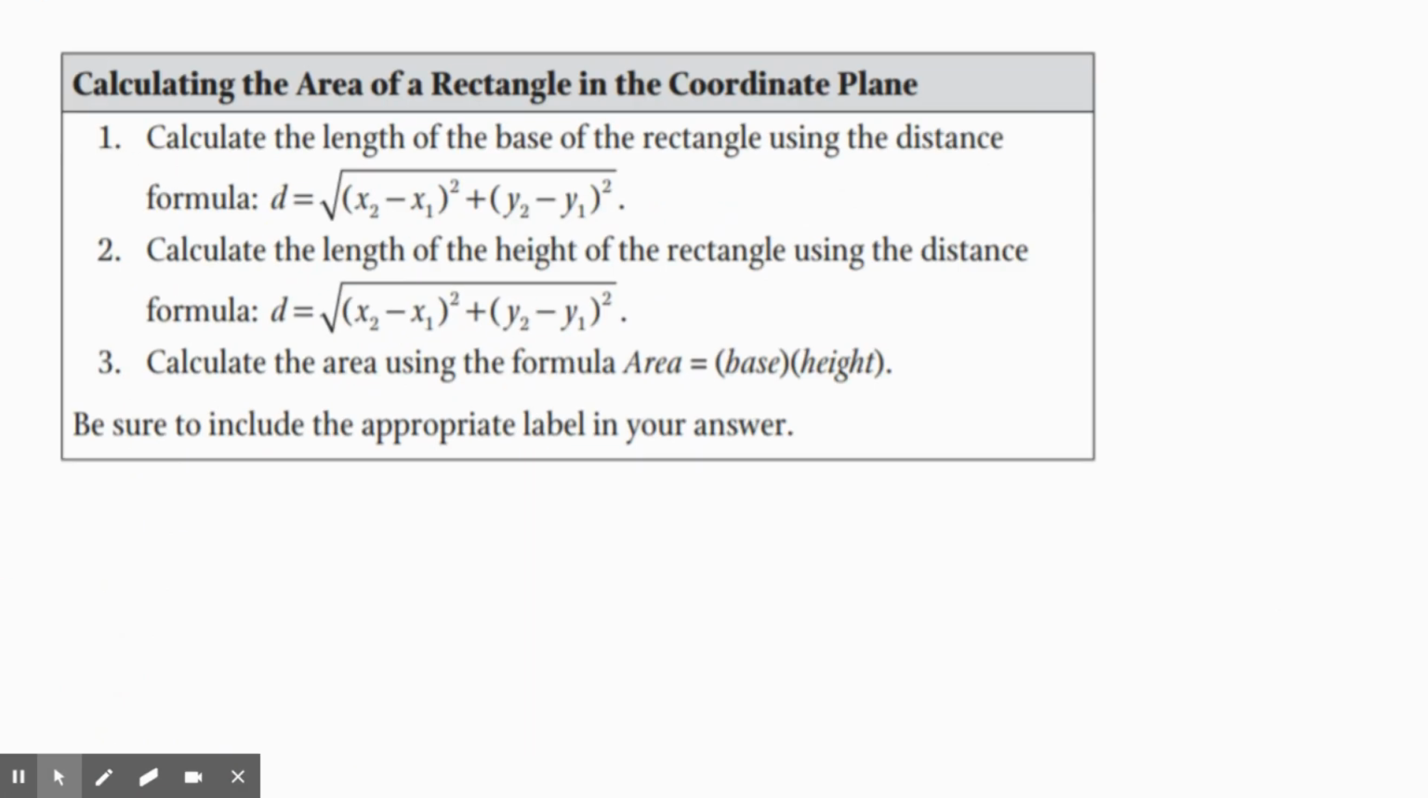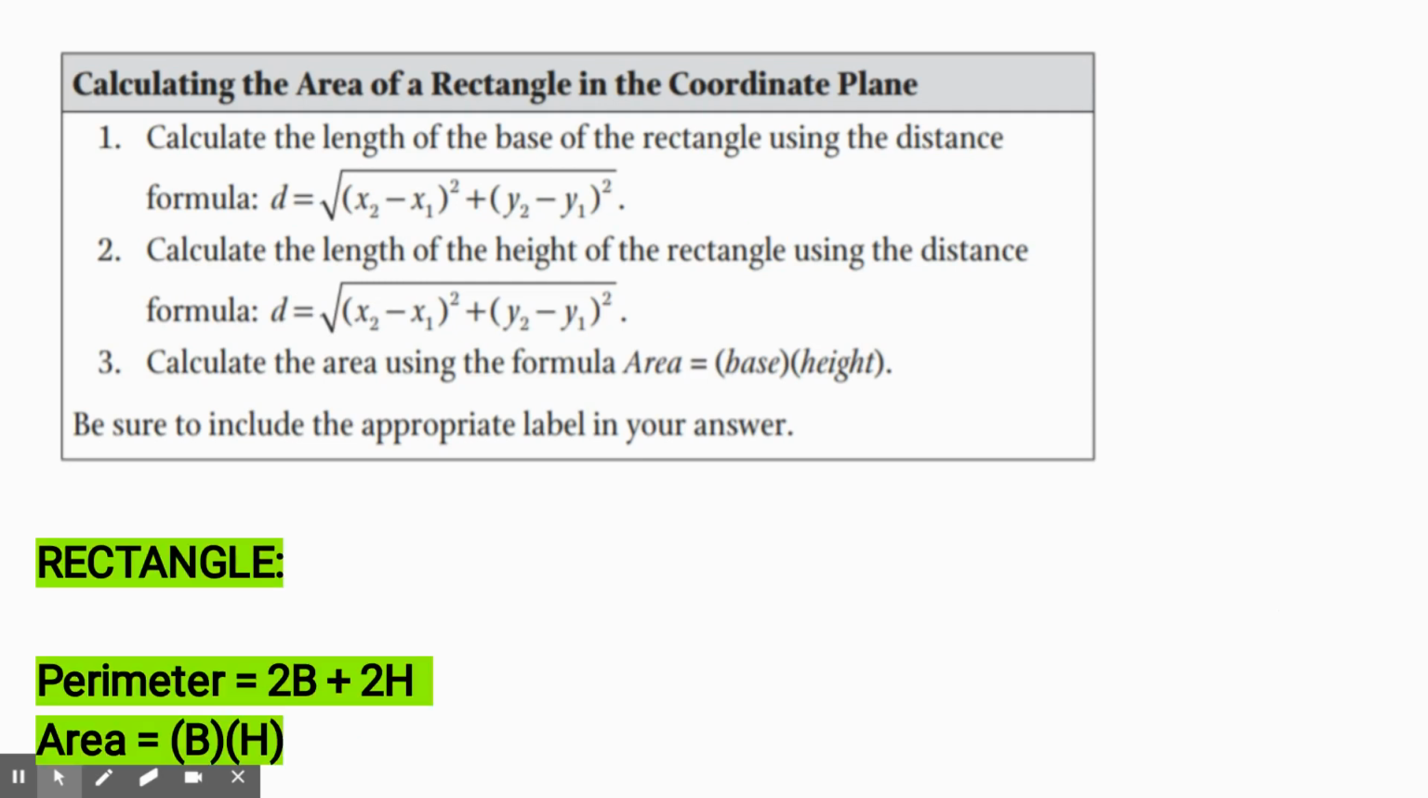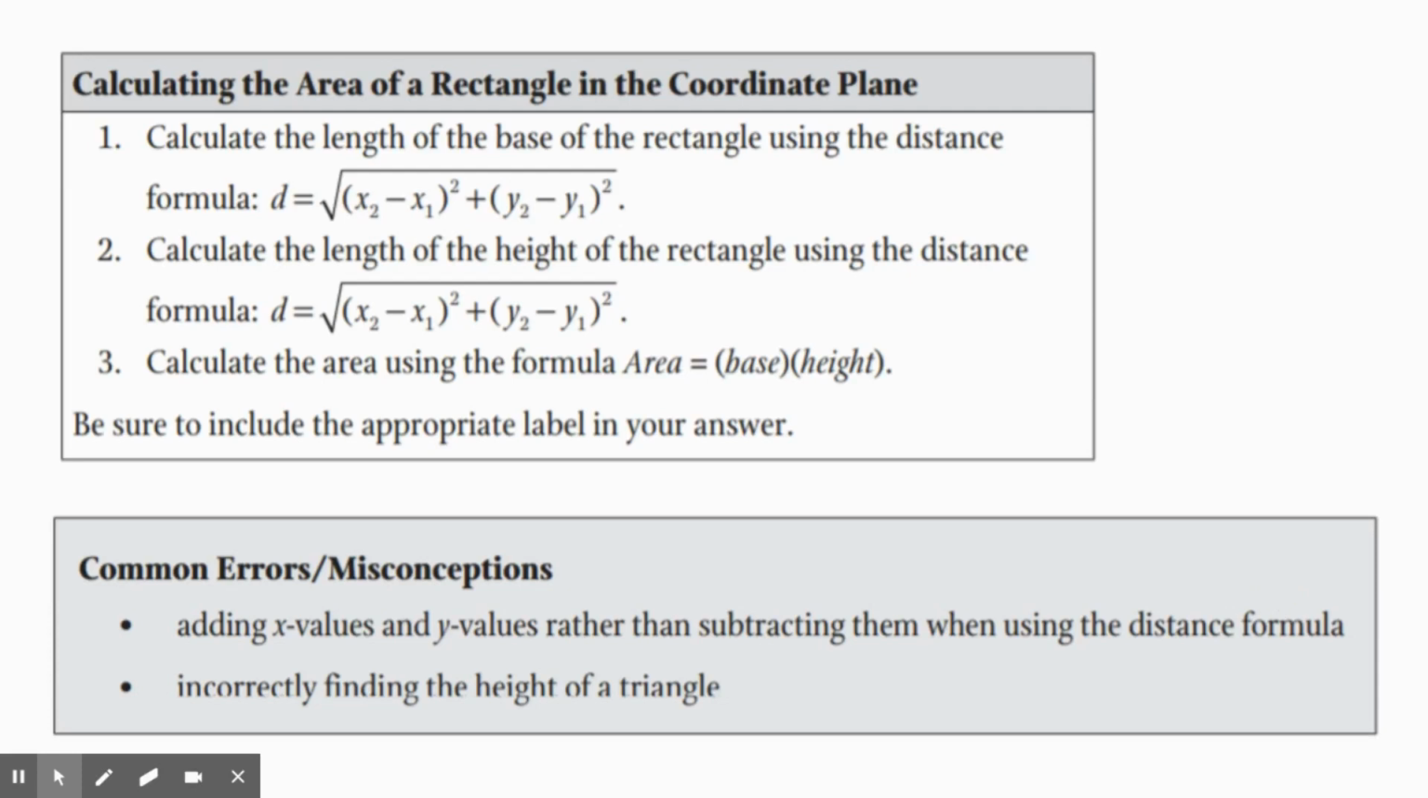When you're calculating the area of a rectangle, you can take a couple of shortcuts. We know for a fact that a rectangle's opposite sides are congruent. So we only need to figure out the distance of one of the sides and multiply it by 2, and then the other side, multiply it by 2. Here are some common misconceptions and errors.